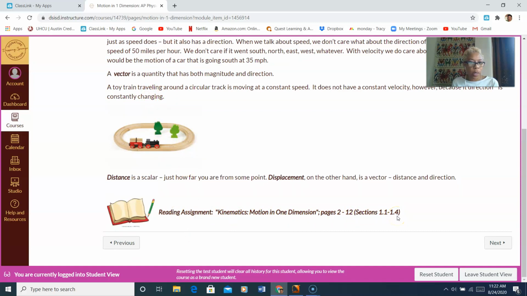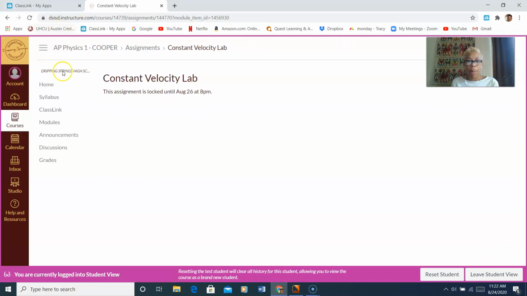And I sent an announcement that gave you a link to check out a textbook. A textbook is required. So make sure you grab a textbook, and there is your first reading assignment. If you click on next, you won't see anything because I haven't published it. But after when we meet again and discuss the Rebound Lab and discuss the literal equations, we're going to move on to actual collecting of physics and do a constant velocity lab.